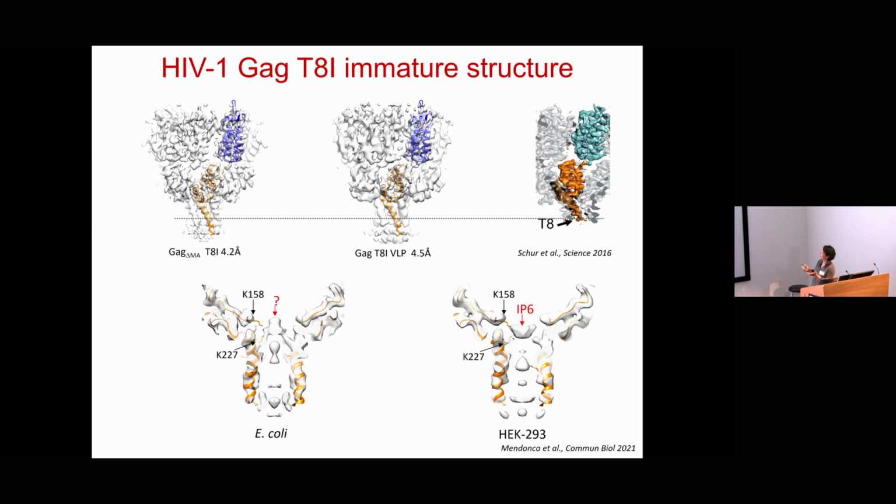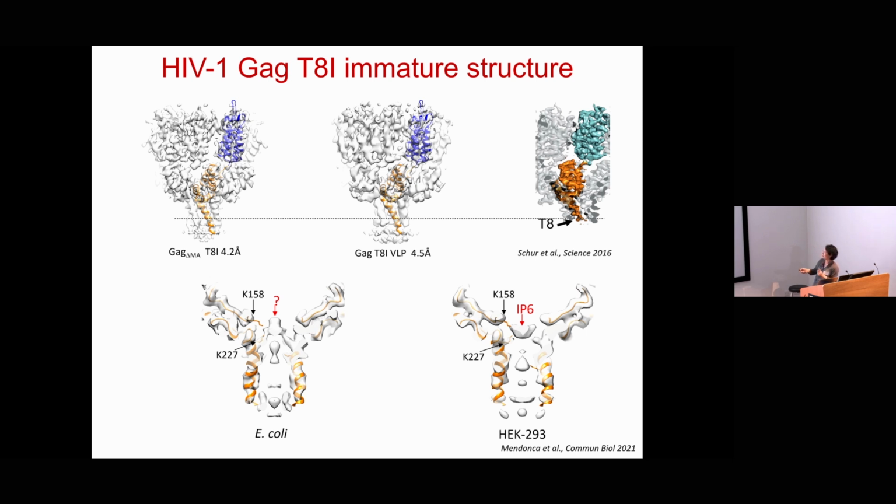Now, when we look at the structure, cut right in the middle of the Gag, we saw the density. This density, we made it in E. coli. We don't know what it is, but in the mammalian cell, this is IP6, we know. We still try to figure out in the E. coli cell what does the Gag recruit? Because the E. coli cell doesn't make IP6, they don't have an enzyme to make IP6.